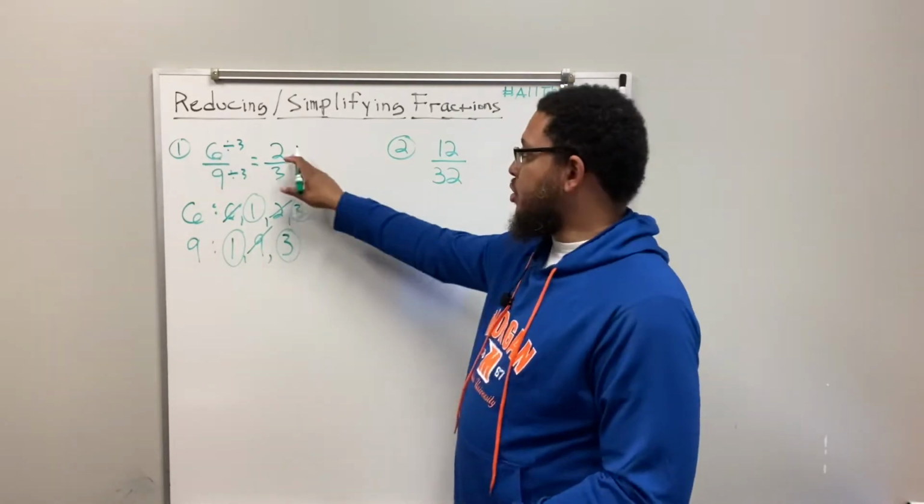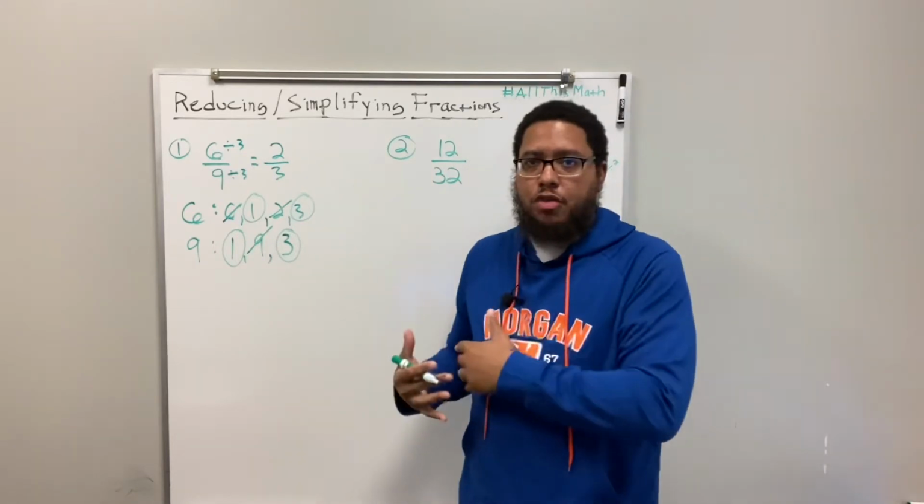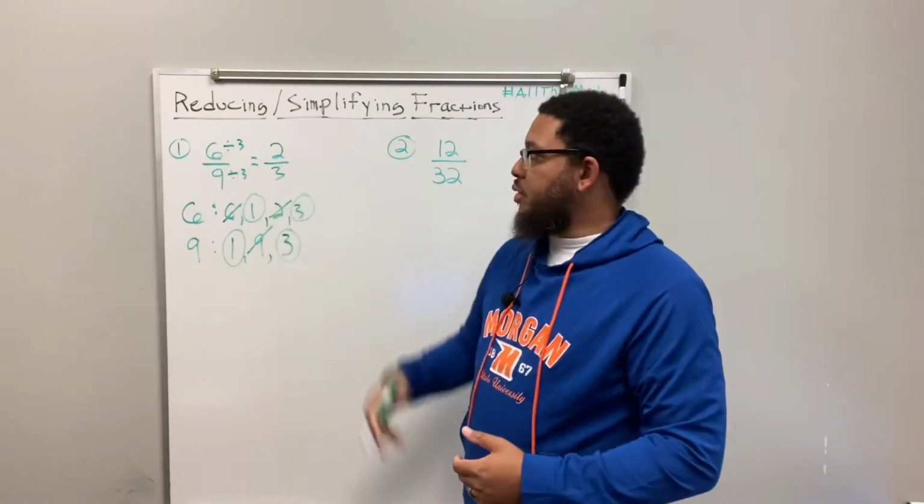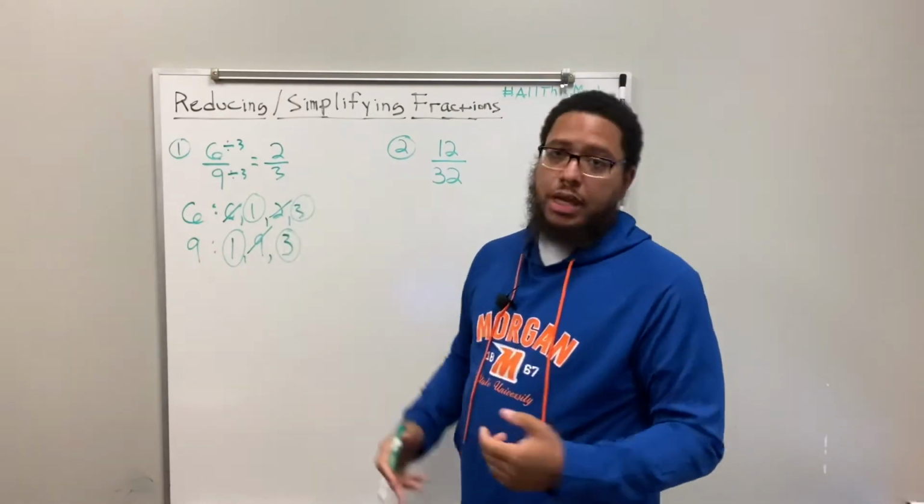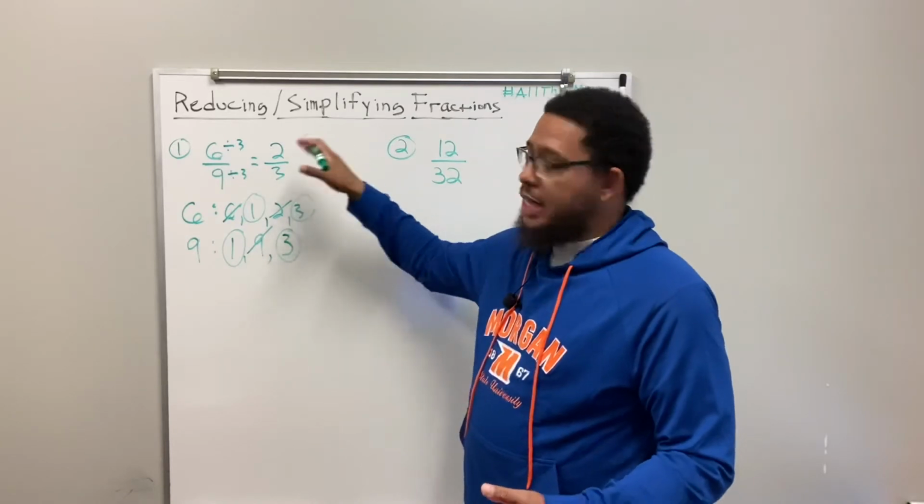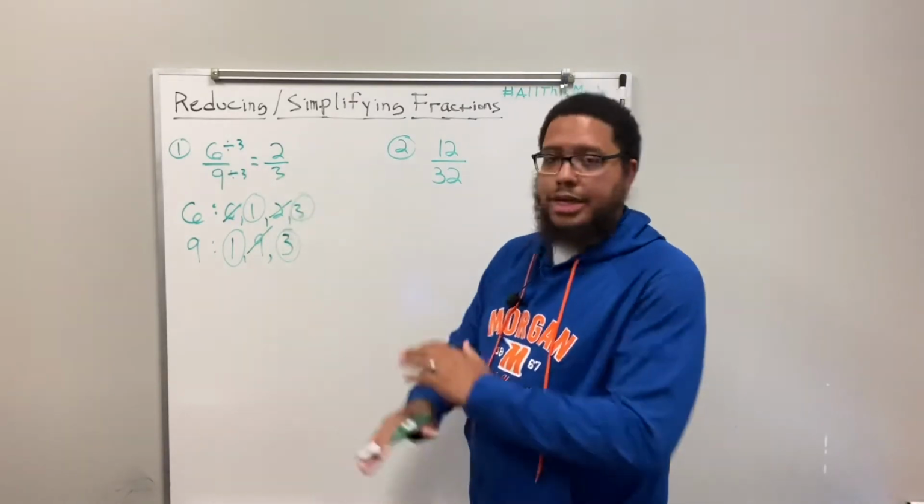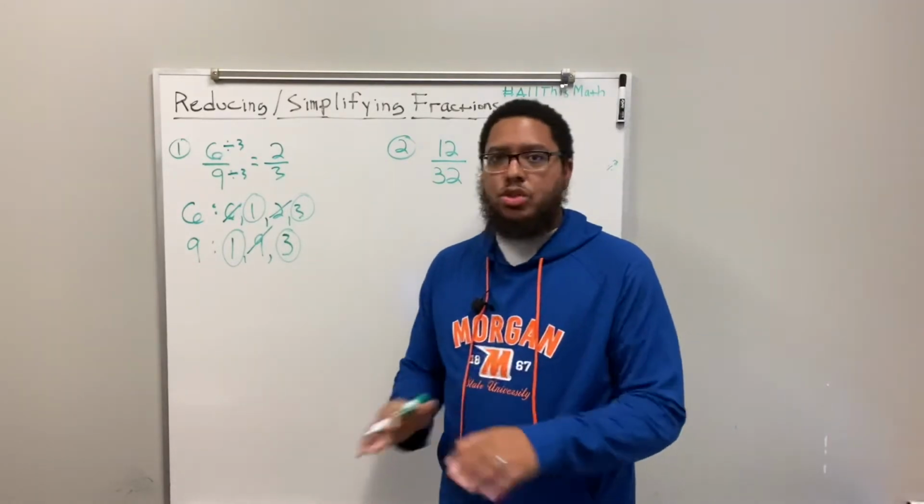You know why? Because 2 is a prime number. Prime numbers only have 2 factors, 1 and themselves. 2 is a prime number and 3 is a prime number. So 2 only has 2 and 1 as a factor. 3 only has 3 and 1 as a factor. You know what I mean? So now that that's the case, 2/3 is as simple as it gets. We can't get any simpler, right? We can't reduce it anymore.